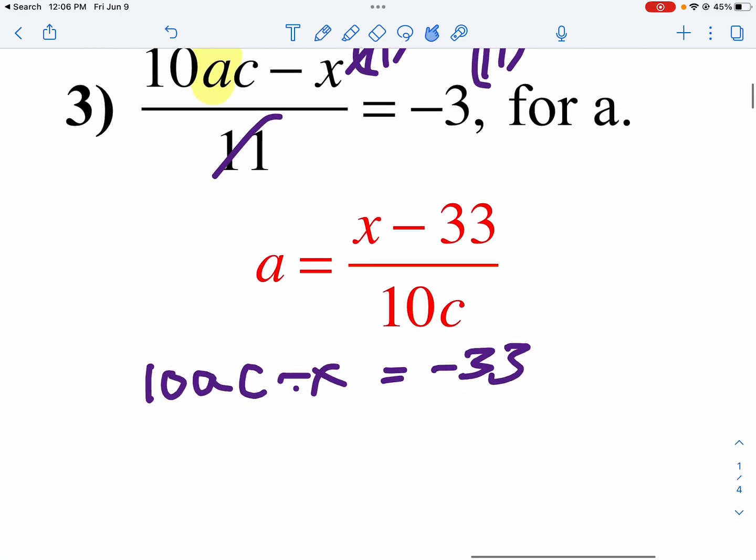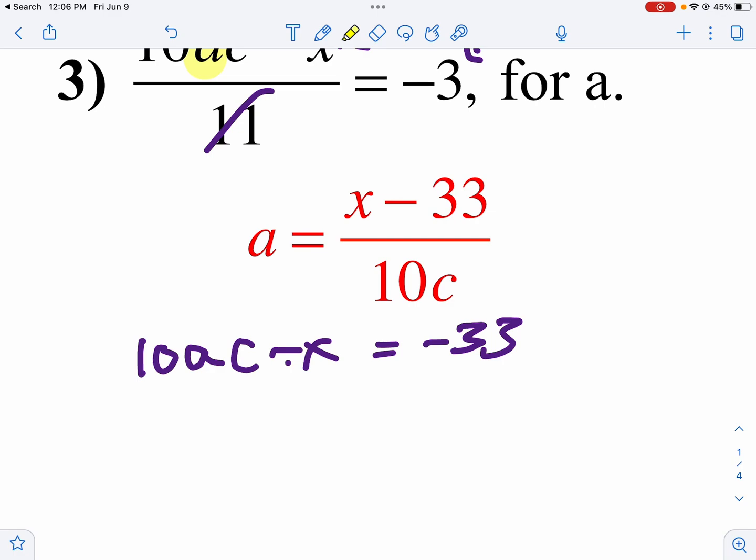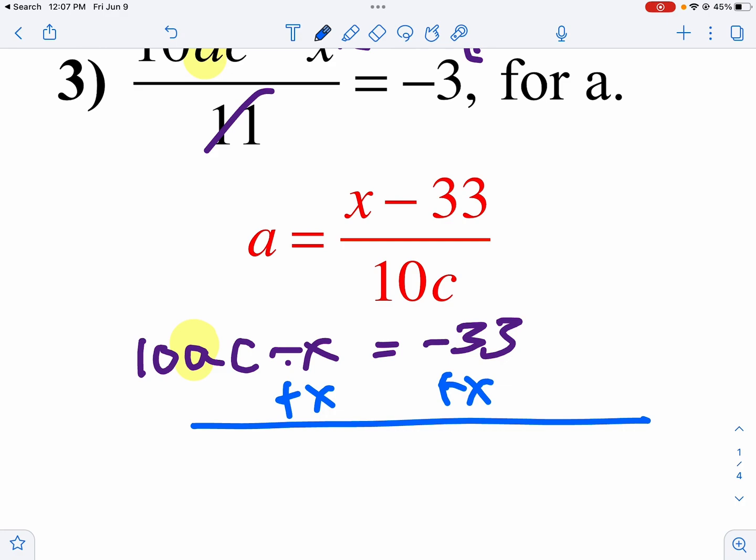Now I want to get A by itself, remember. So I get rid of the subtraction. In this case, I'm going to add X to both sides. So on the left side, my X's cancel. So I get 10 times A times C equals X minus 33. Or negative 33 plus X. Either way you want to write that.